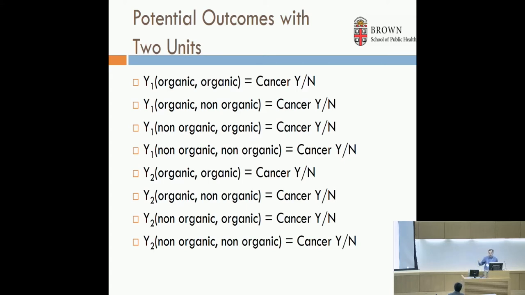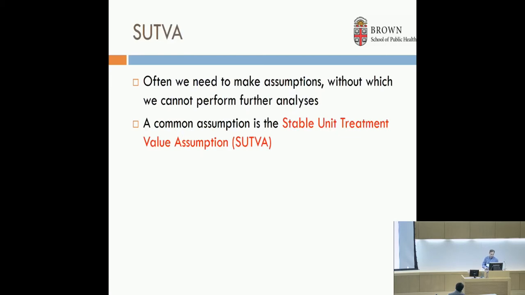Now you can think if I had three units, it's going to be three out of two to the third, to the three, which is 16 possibilities. So all those things are going to get harder and harder as I add more units. So the problem gets worse, and therefore what we have to do is start making assumptions. We can't ask a causal inference question without making assumptions. The only thing that we have to do is make sure that those assumptions are plausible or not plausible.